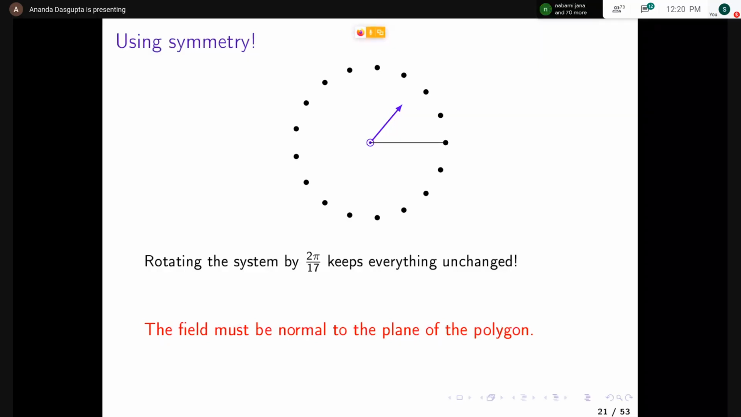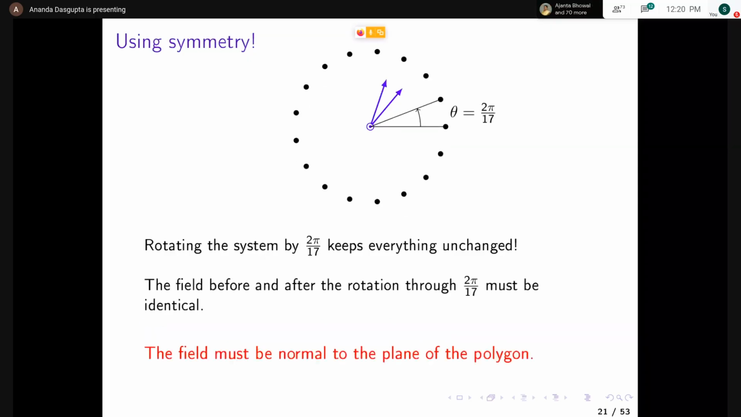Without knowing anything else, we would say, okay, it's possible that there's an electric field component out of the plane of the mirror, and an electric field component in the plane of the mirror. But if I rotate the system by 2 pi by 17, or 360 degrees by 17, 1/17th of a full circle, all the charges will just move to the next slot. So if you were looking at the system before and after this rotation, you should never be able to tell the difference. So what happens to our electric field vector when you do this?